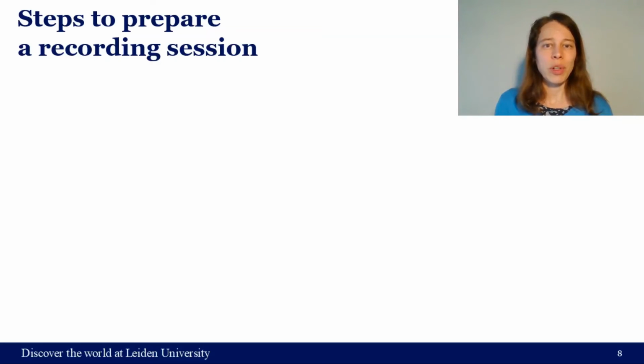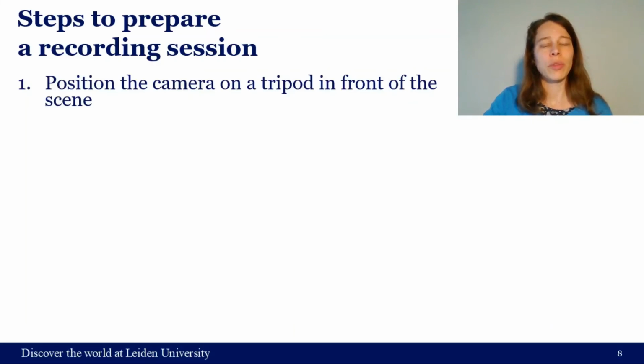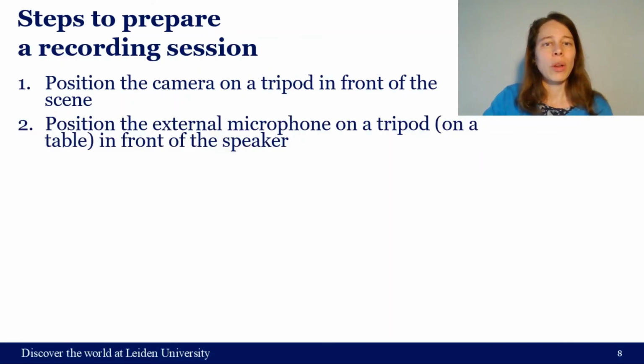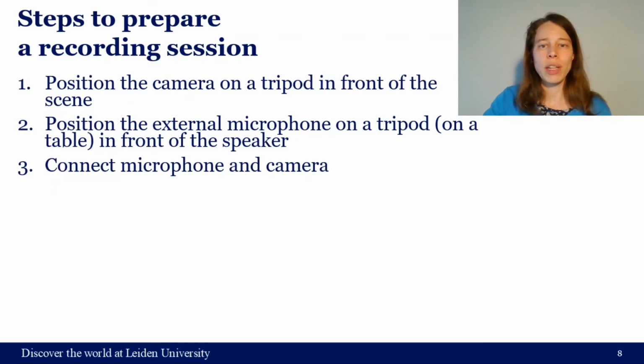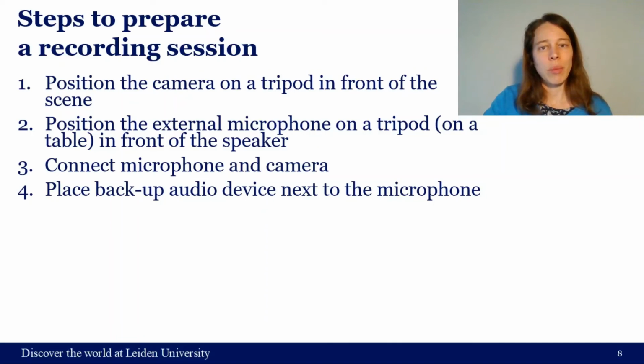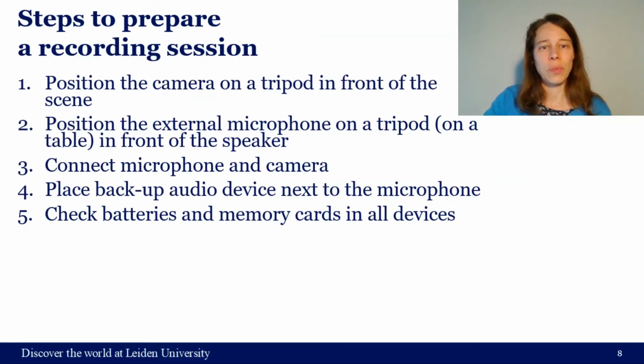Finally, let me summarize again the steps to prepare a recording session. First, position the camera on a tripod in front of the scene. Second, position the external microphone on a tripod on a table in front of the speaker. Then connect microphone and camera. Place backup audio device next to the microphone. Check battery and memory cards in all devices, and do a sound check with headphones.